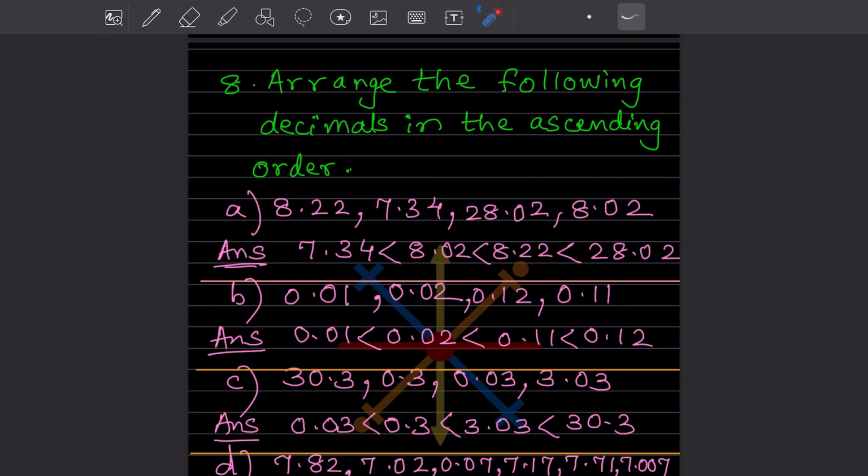Now look at this one. So here, what is that? Again, we will see, these are all 0 points. So now which will be the smaller?